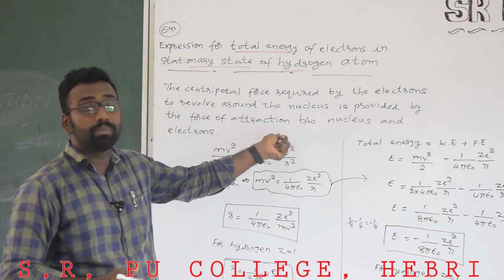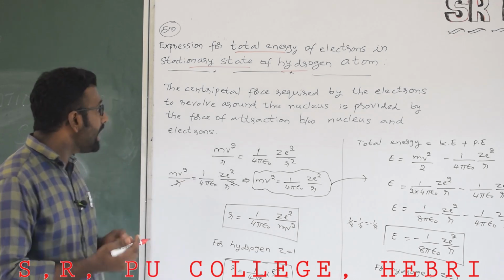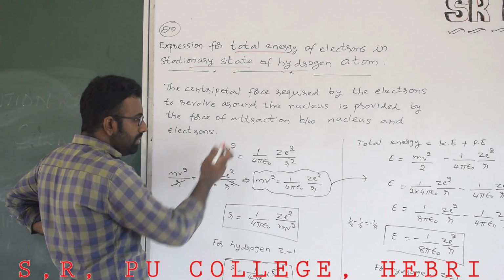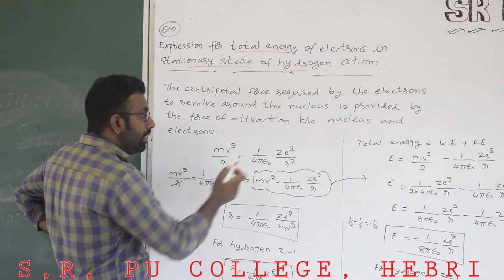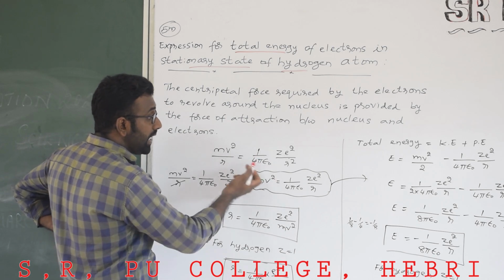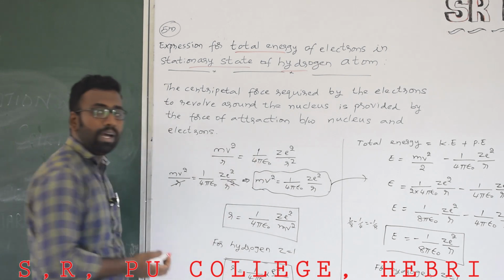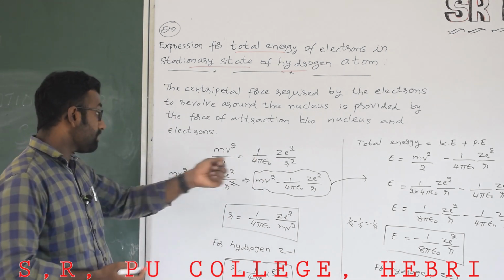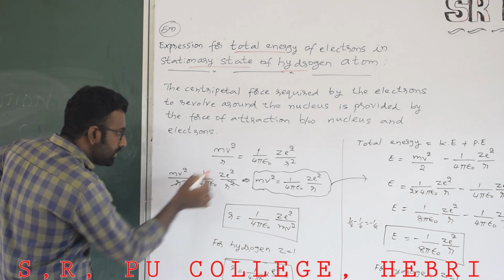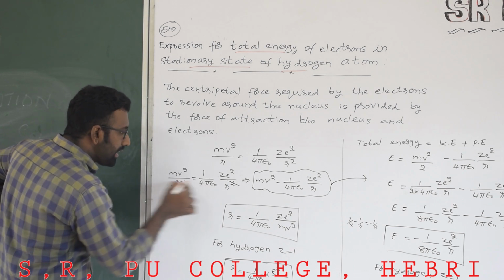The force of attraction between nucleus and the electron. Correct, right? From that concept, we can write mv square by r, that is the centripetal force. That is equal to what? The electrostatic force of attraction, 1 by 4 pi epsilon naught Ze square by r square. So we will do one thing here, we will cancel r. See, the radius r is there in the denominator on both sides, so we cancel them.